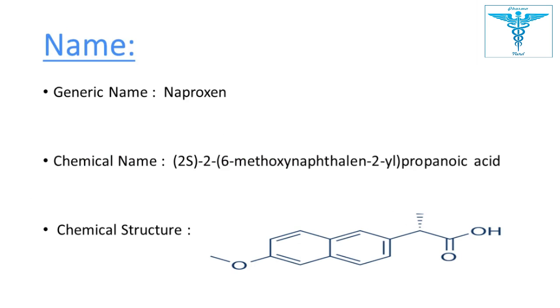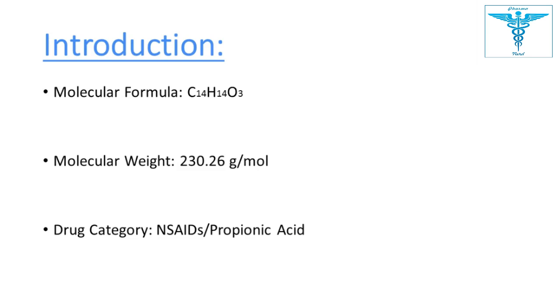Generic name Naproxen, chemical name 2,6-methoxynaphthalene 2 propionic acid. This is the chemical structure of Naproxen. At the place where OH is present, if sodium is attached at that point, then it will be Naproxen sodium, whereas if OH is there, then it will be only Naproxen.